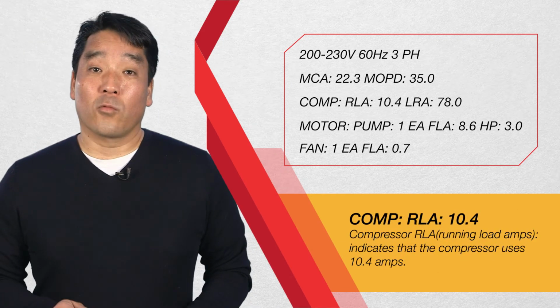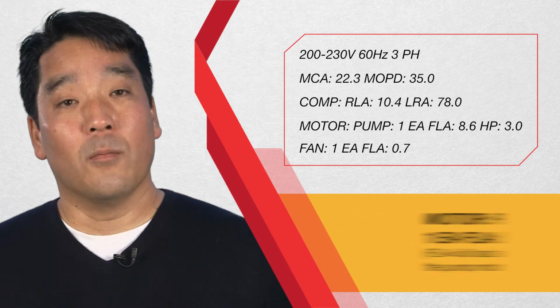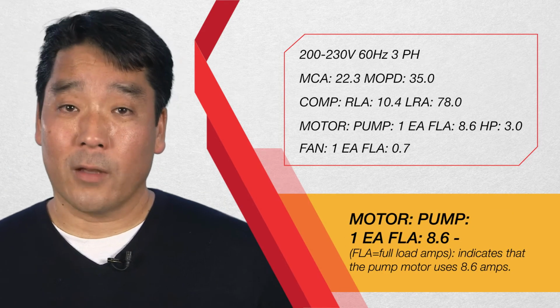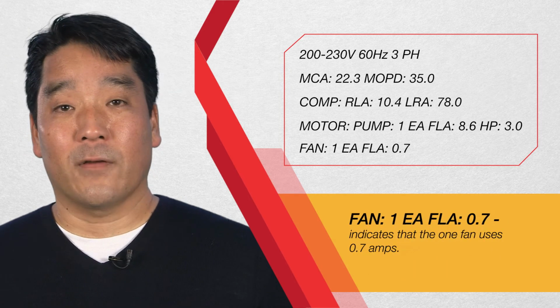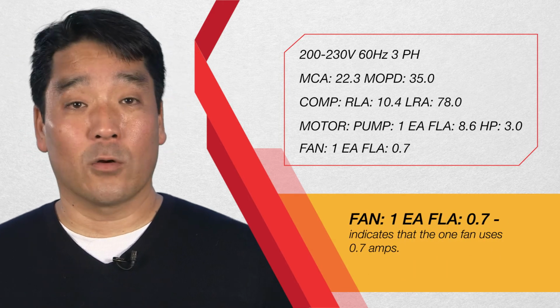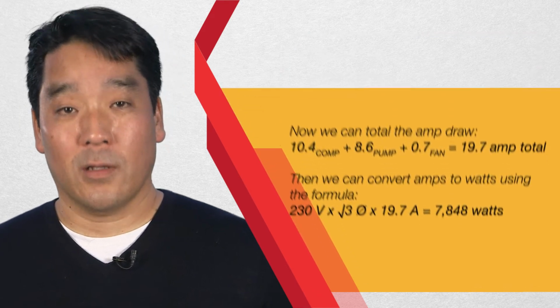Compressor RLA, or running load amps, indicates that the compressor uses 10.4 amps. Motor pump FLA, or full load amps, indicates that the pump motor uses 8.6 amps. Fan FLA indicates that the one fan uses 0.7 amps. This allows the amp draw to be calculated as is shown here.